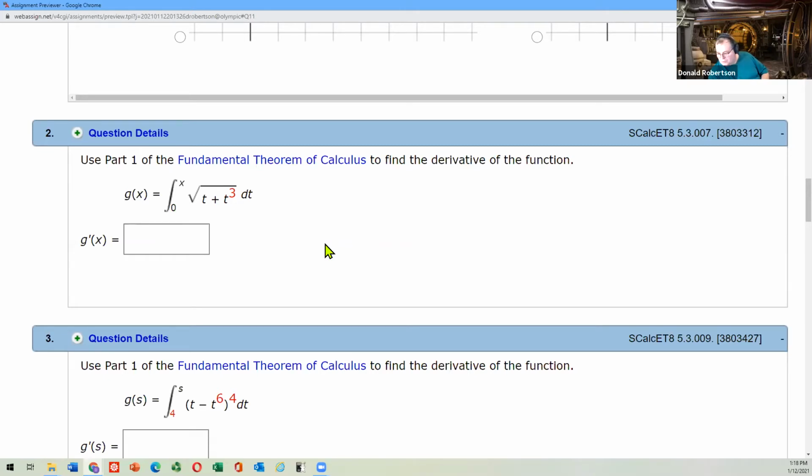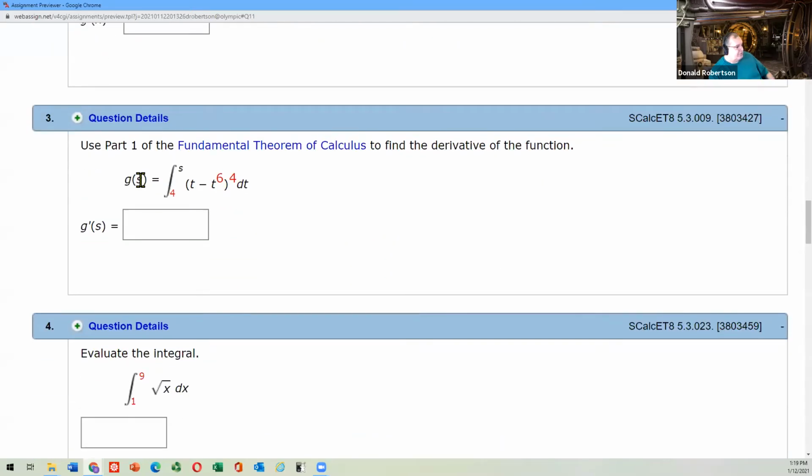See, some of you were trying to make your life hard, weren't you? Thinking other things or wondering what the heck it was doing. But that's essentially all that theorem part 1 says: for an area function, its derivative is this piece here, but with x's. I guess they've decided to call it g of s instead of g of x. That's no biggie. Does that 4 matter? Not one bit. Could be 0, could be 24, would still be the same answer. So what is the derivative of this guy? The quantity s minus s to the 6th raised to the 4th power.